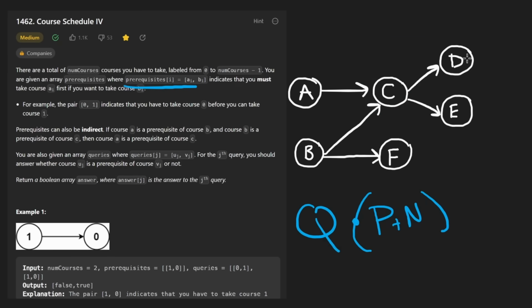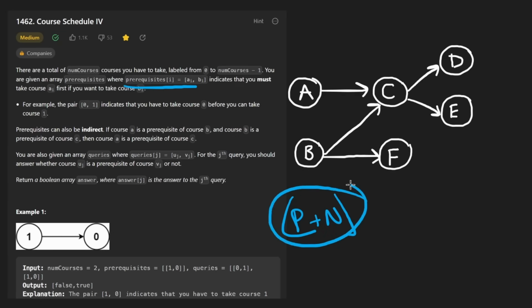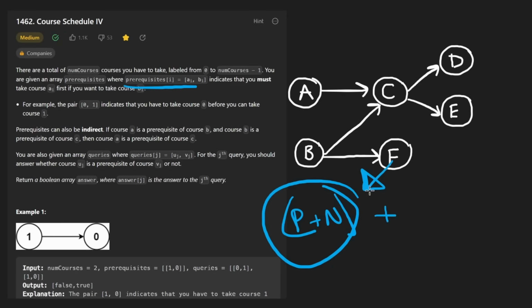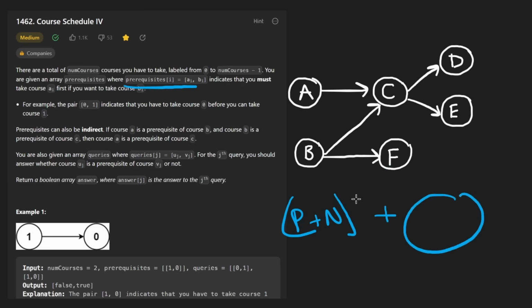I'm going to do it in such a way where we only have to visit each node once, but we'll also have to visit every edge once. So the time complexity in that case is going to be P plus n. This is the size of our graph. We're going to have to visit the entire graph, but we're going to add a plus here because we're not going to do it so many times. And then here, to actually answer every single query, we're going to do that after.